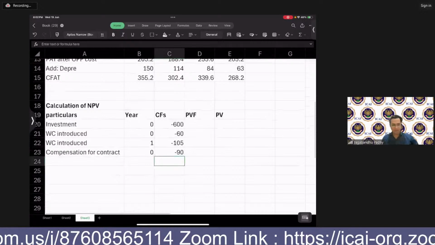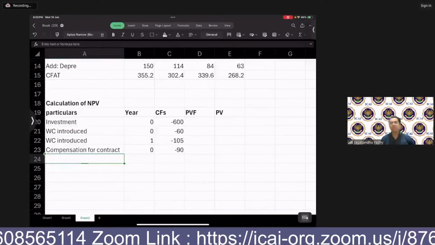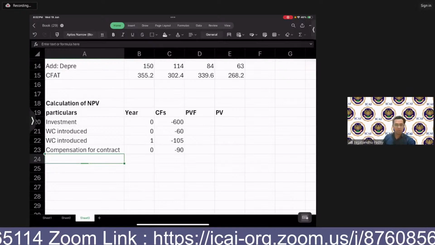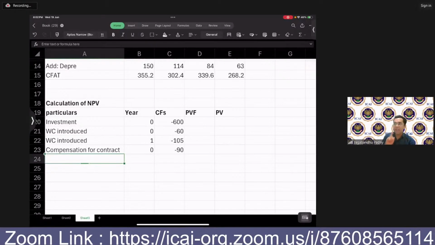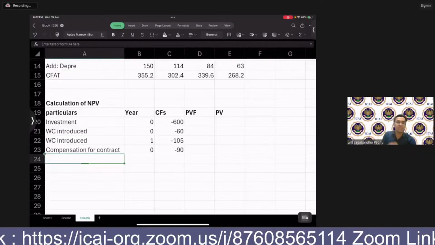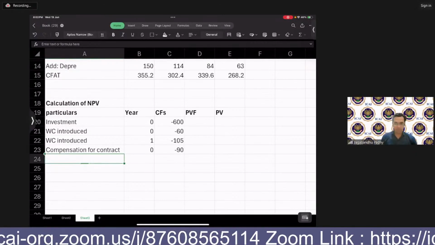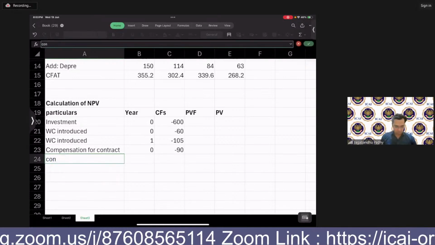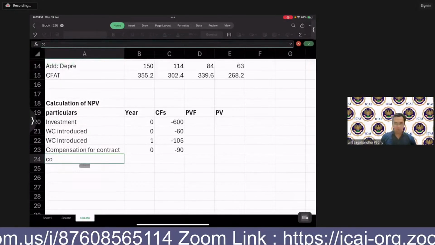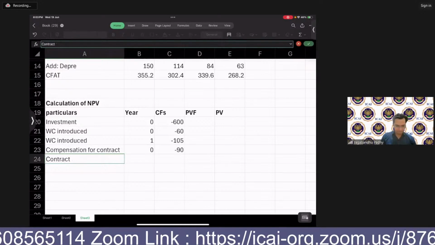Now, apart from that, you can also say, sir, we are saving on the contract payment, because if you're canceling the contract and paying 90, that's fine. But every year, which I would have paid 150, that is something I'm saving on, right? Because I need not pay that 150 now every time. Correct? So we say contract payment saved.